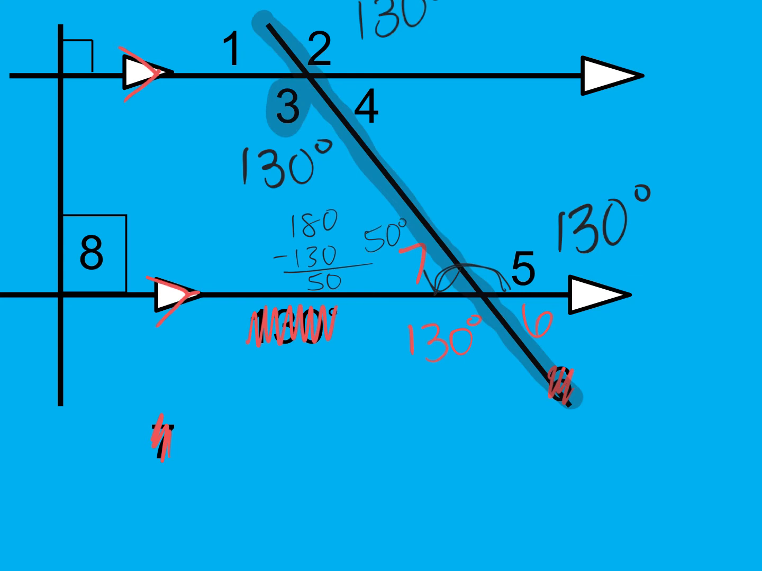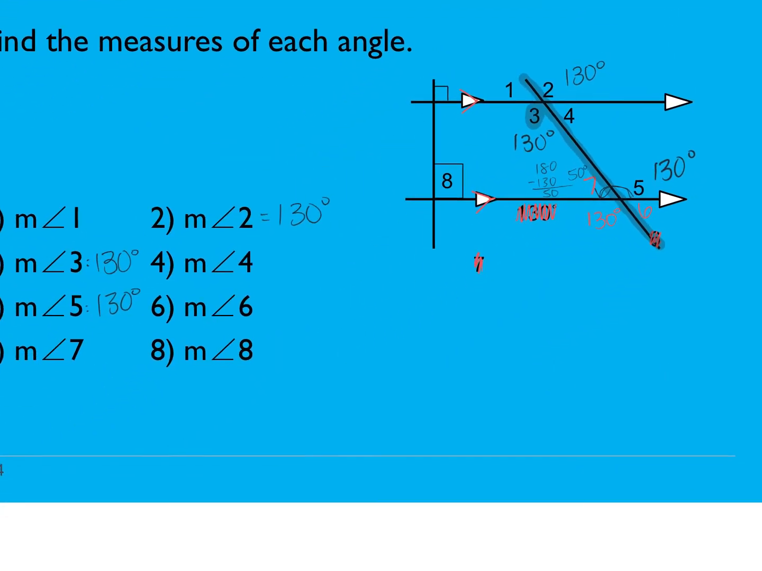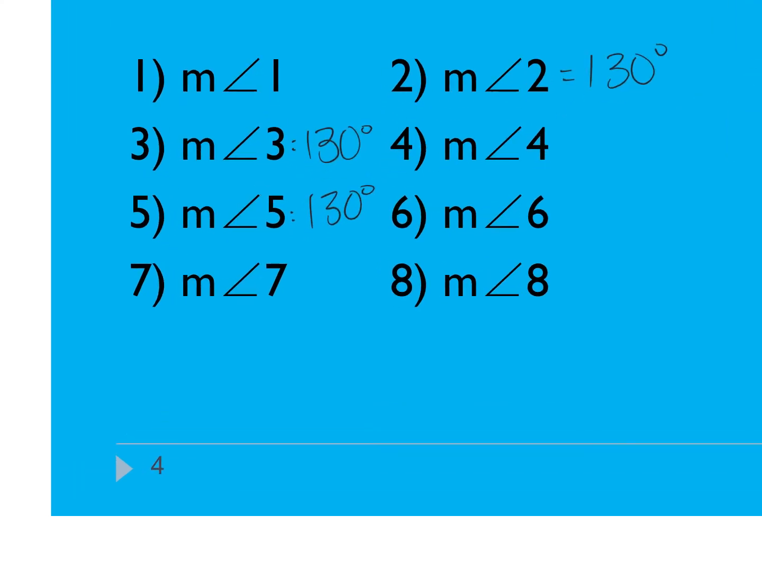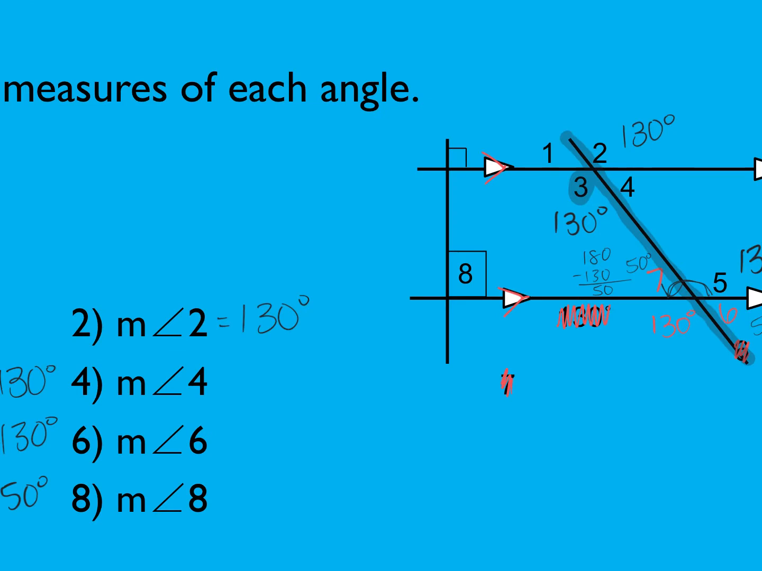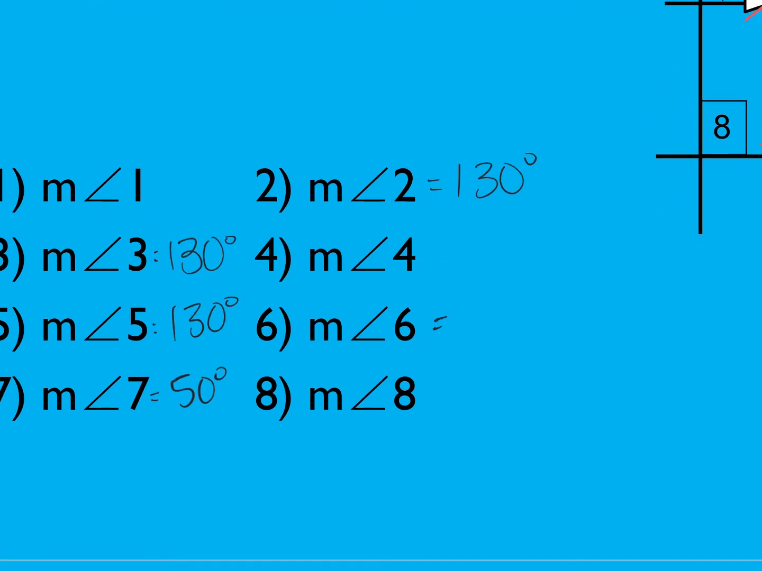Okay, hold on. If 7 is 50 degrees, Mario says 6 has to be 50 as well. Do we agree with Mario? Yes. Why would 6 be the same measure as 7? Hayden? No, they're not a linear pair. Zach? They're vertical, okay? You said that they were a linear pair. Oh, I didn't hear that second part. Okay, they are vertical, so it's 50 degrees.